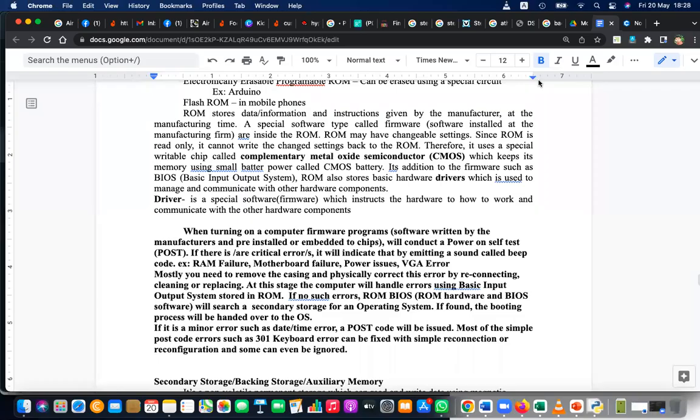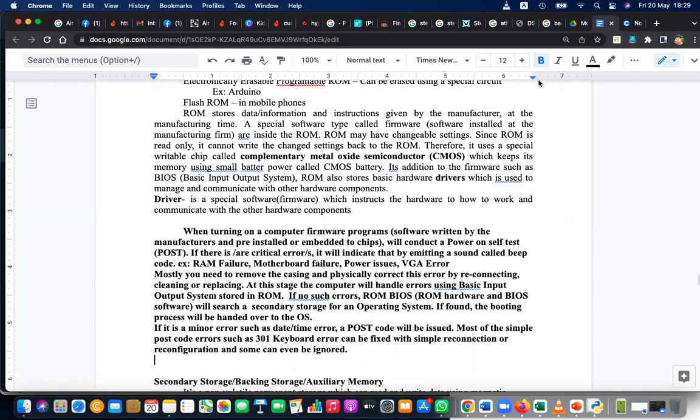Then this post errors, post code errors. These post code errors are relatively easy to fix. If no post code errors, no beep code errors, then it will boot up. Boot up means it will load the operating system. It will anyway try to load the operating system.